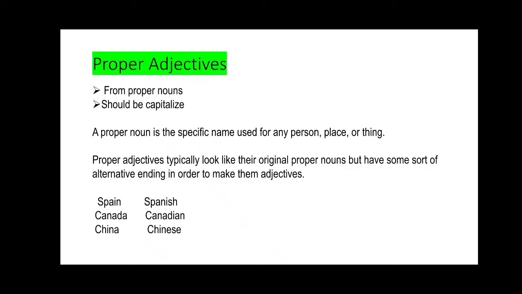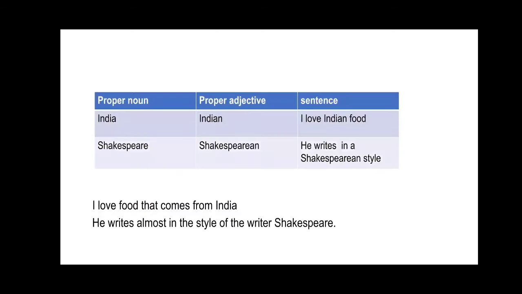Proper adjectives. These proper adjectives are formed from proper nouns, so we should capitalize them. By making small changes in proper nouns, we can get proper adjectives. For example, Spanish from Spain, Canadian from Canada, Chinese from China. Now, for example, here the proper noun is India, the proper adjective becomes Indian. So, for example, I love Indian food.